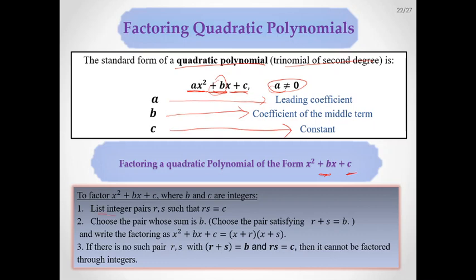First we list the integer pairs such that their product is equal to c. Then we choose the pair whose sum is b. Then we can write the factoring as x plus r times x plus s. If there is no such integer pair rs with r plus s equal to b and r times s equal to c, then we say it cannot be factored through the integers.